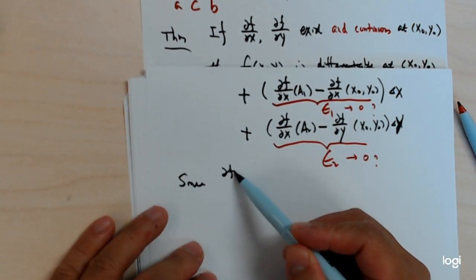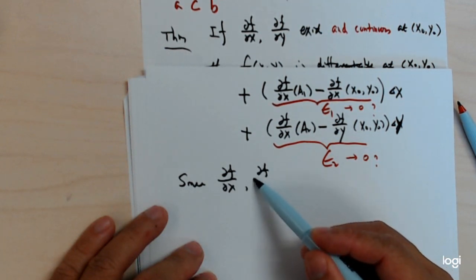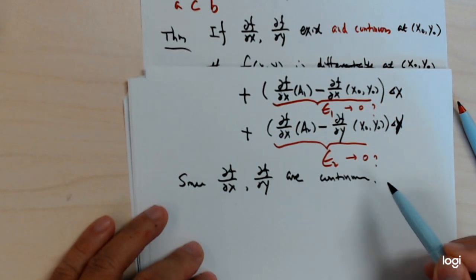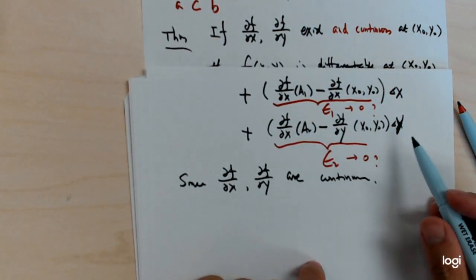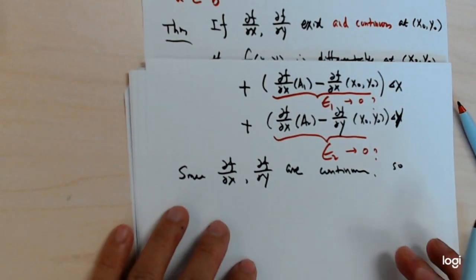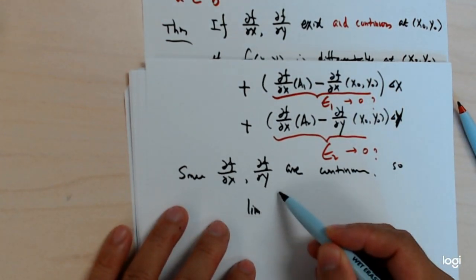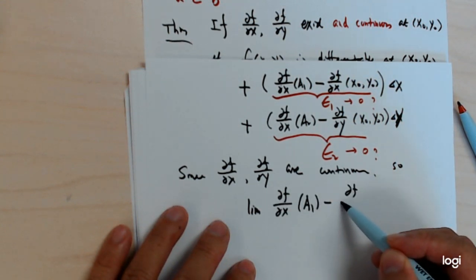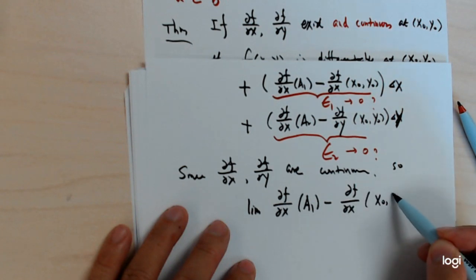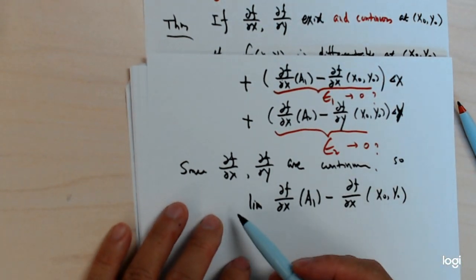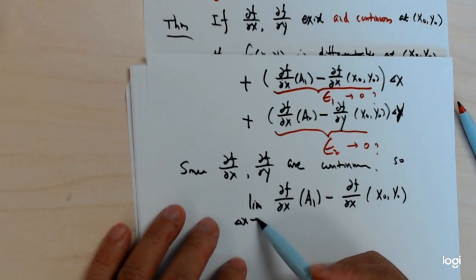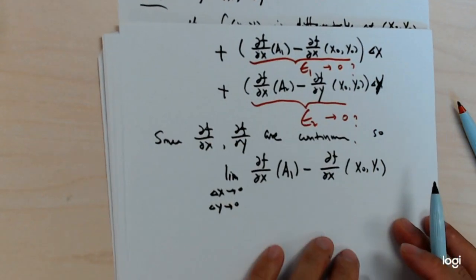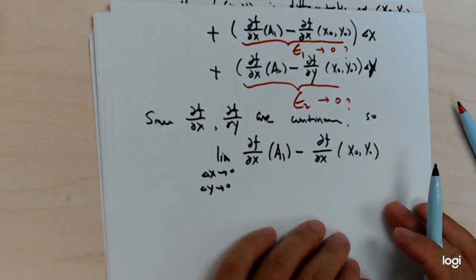So since the partial derivatives are continuous, the limit of this expression that I wrote here, as delta x goes to 0 and delta y goes to 0, will be 0. It'll be 0.